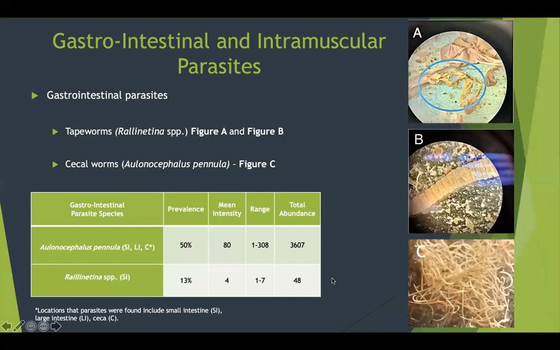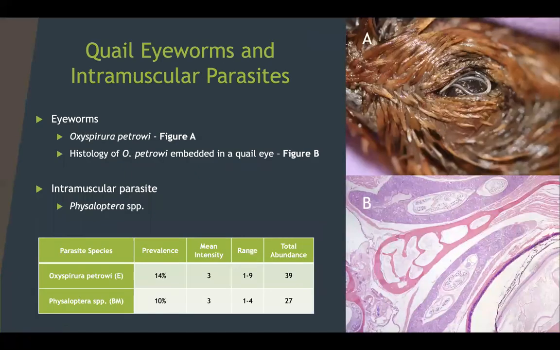Health implications for tapeworms right now are unknown. And with cecal worms, you would need so many to clog the ceca and lower GI tract for the bird to start having any kind of negative health implications from the infection, something that we did not see.